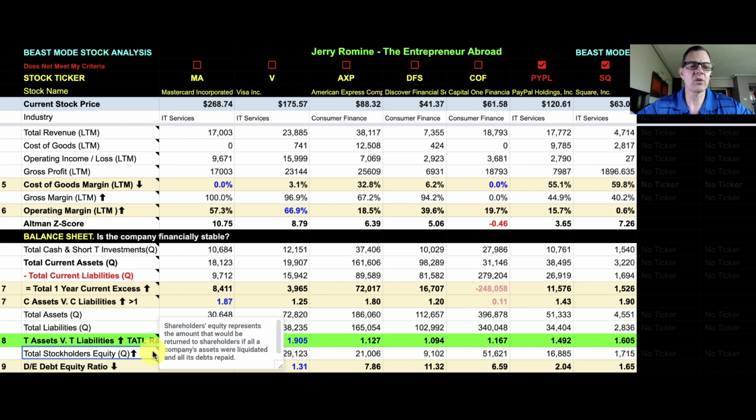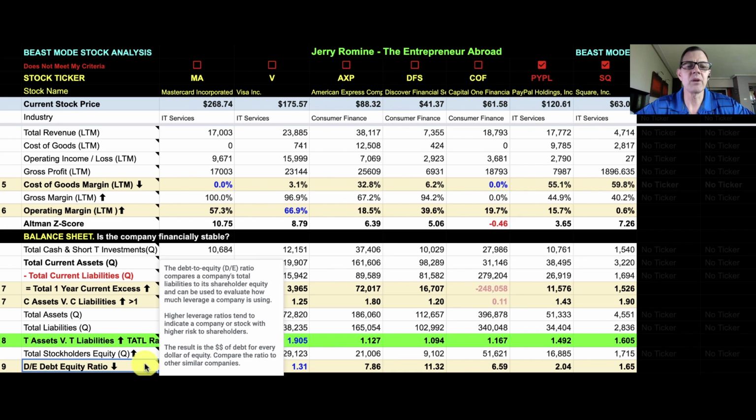The total stockholders' equity represents the amount that would be returned to shareholders if all of a company's assets were liquidated and its debts were repaid. The debt-to-equity ratio compares a company's total liabilities to its shareholder equity and can be used to evaluate how much leverage a company is using. Higher leverage ratios tend to indicate a company or stock with higher risk to shareholders.